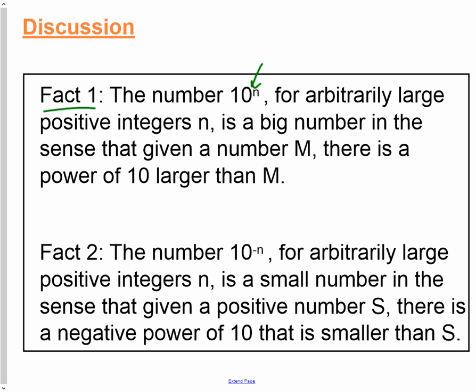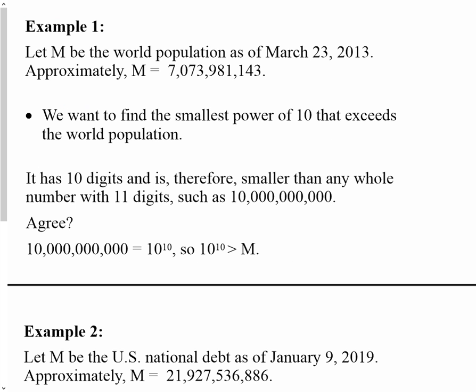Fact number 2: the number 10 to the negative n power, for an arbitrarily large positive integer n. So when you make n bigger, it's actually making the thing smaller. So it's a negative exponent. It is a small number in the sense that given a positive number s, there is always a negative power of 10 that's smaller than it. So let's start working on that a little bit.